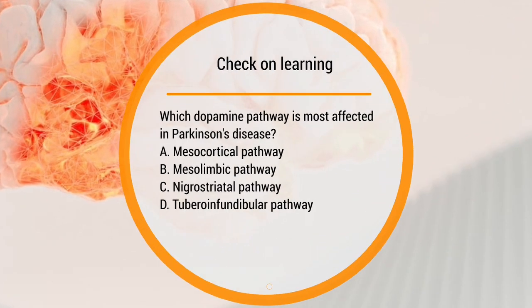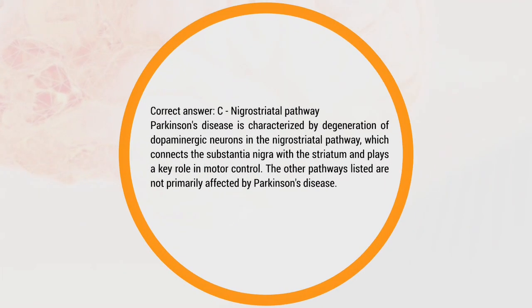Check on learning. Which dopamine pathway is most affected in Parkinsonian disease? A. Mesocortical. B. Mesolimbic. C. Nigrostriatal pathway. Or D. Tuberoinfundibular pathway. I hope you get this question right. We just covered those pathways. If you didn't, please pause the video and memorize them. They are important. Well, I trust you got this answer right as the nigrostriatal pathway.